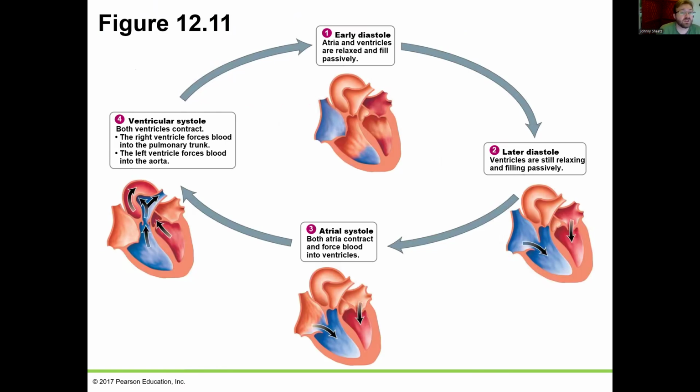Alrighty, so early diastole, atria and ventricles are relaxed and fill passively. Later diastole, ventricles are still relaxed and filling passively. Atrial systole, both atria contract and force blood into the ventricles, and then ventricular systole. Both ventricles contract. The right ventricle forces blood into the pulmonary trunk, and the left ventricle forces blood into the aorta. So this is the standard cycle for a heartbeat.